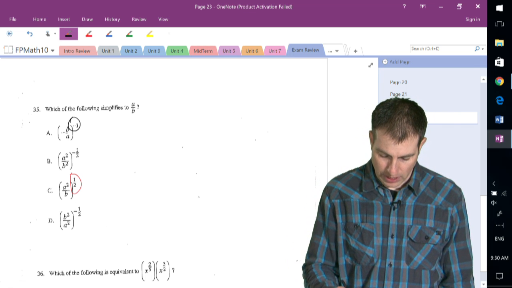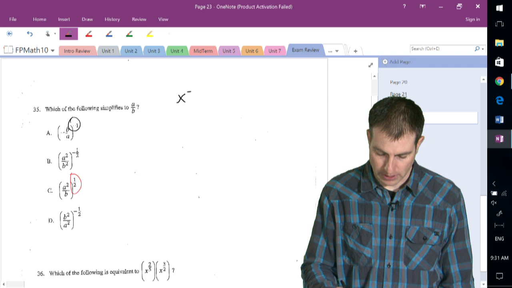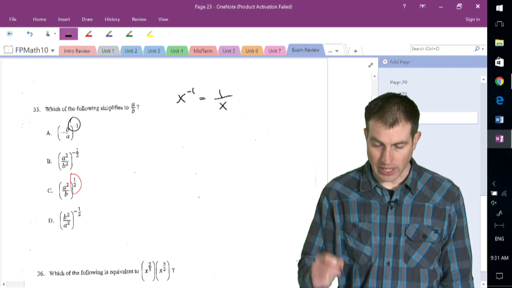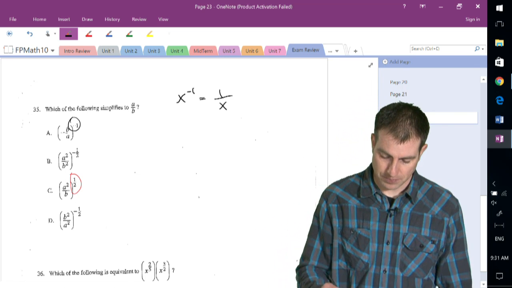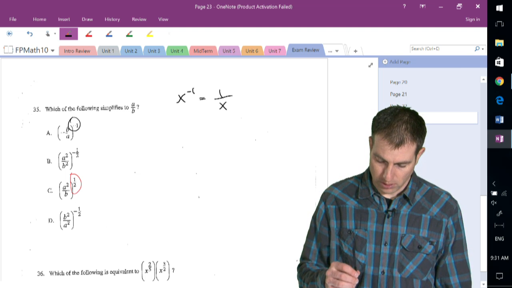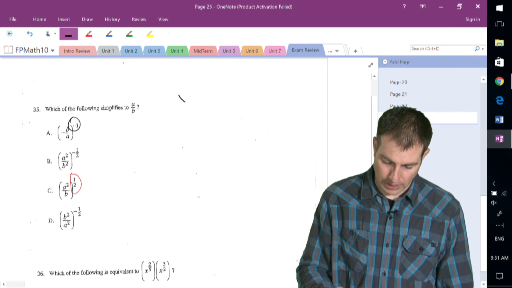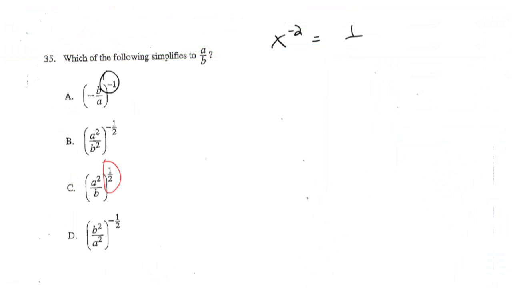If we have something that has a negative exponent, let's use x to the negative 1, that's going to give us 1 over x. So if we have a negative exponent, we take the reciprocal to make the exponent positive. Or I could write x to the power of negative 2 would be 1 over x squared. So if I flip it, the exponent becomes positive. The other thing we have here is fractional exponents. So x to the power of 1/2 is equal to the square root of x, or x to the power of 1/5 is equal to the 5th root of x.